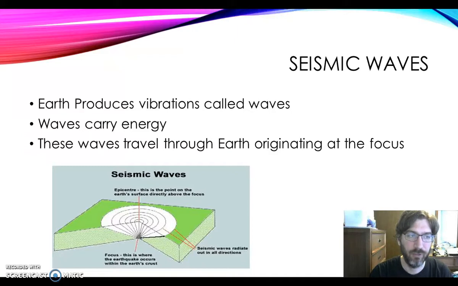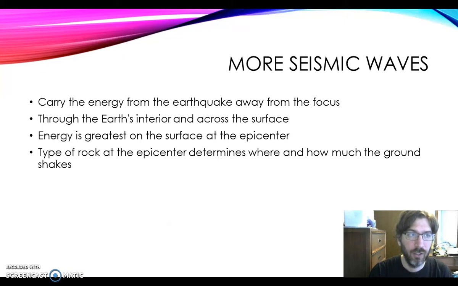So there is no rock moving with these, at least for what we're talking about. Again, it does vibrate it, but we are just moving energy through the crust, through the lithosphere, through water underneath the surface, things like that. These waves originate at the focus and travel through the earth, and for our purposes on the surface, they're going to be strongest at the epicenter, which is directly above the focus. It's the shortest path from the focus to the surface, so that's where they will be the strongest.